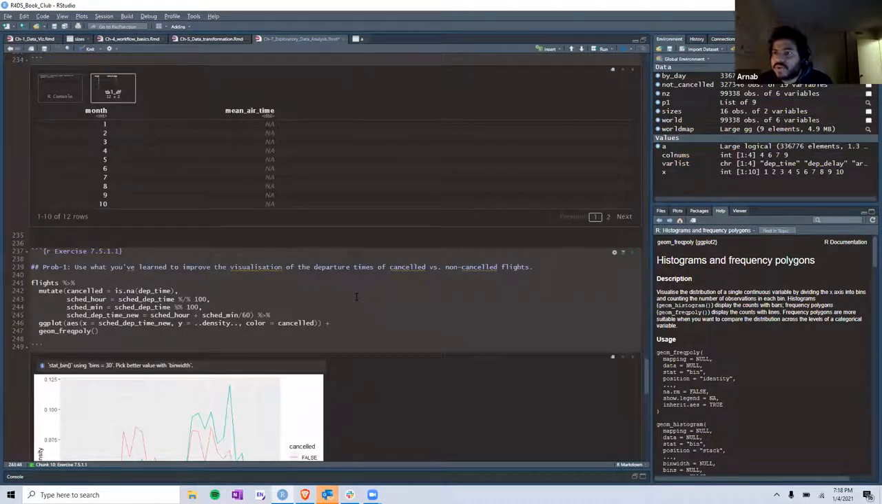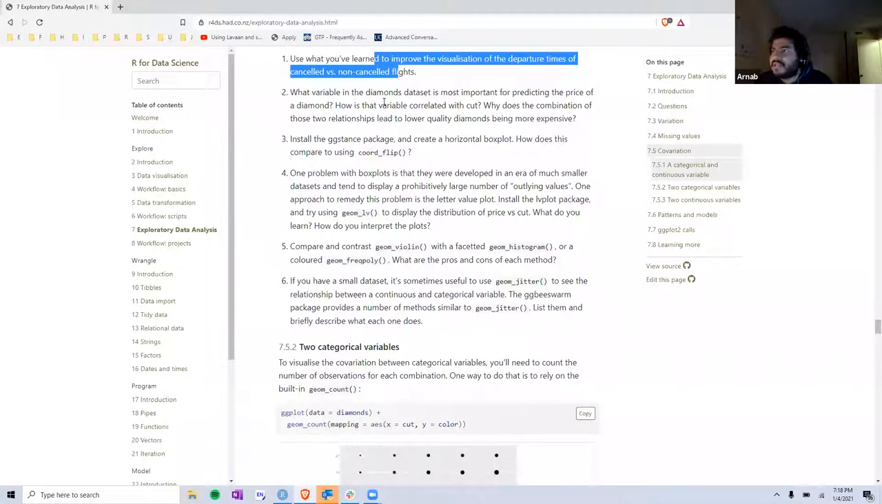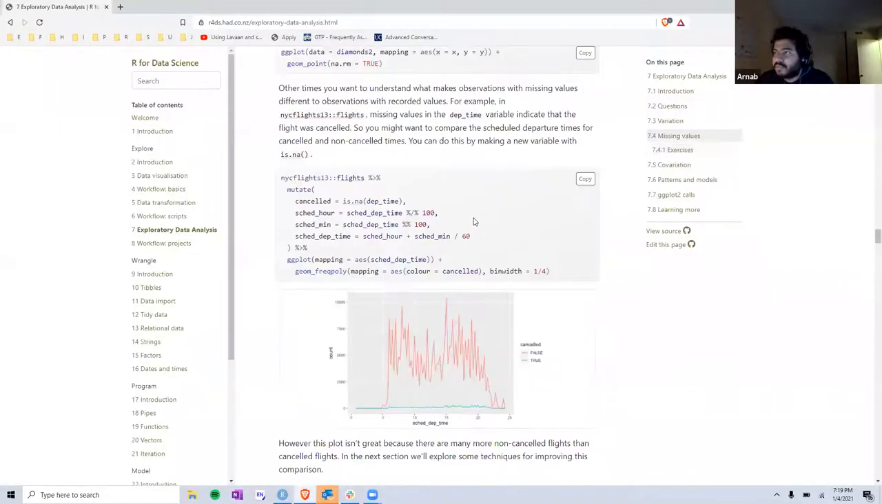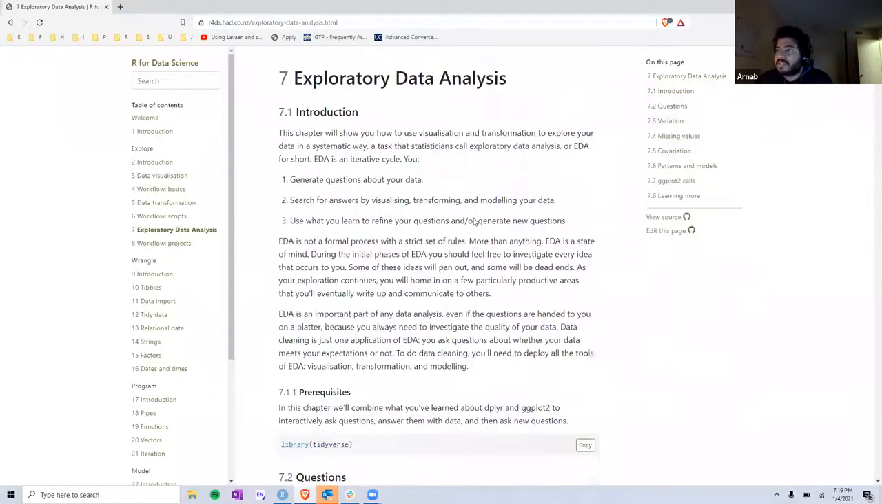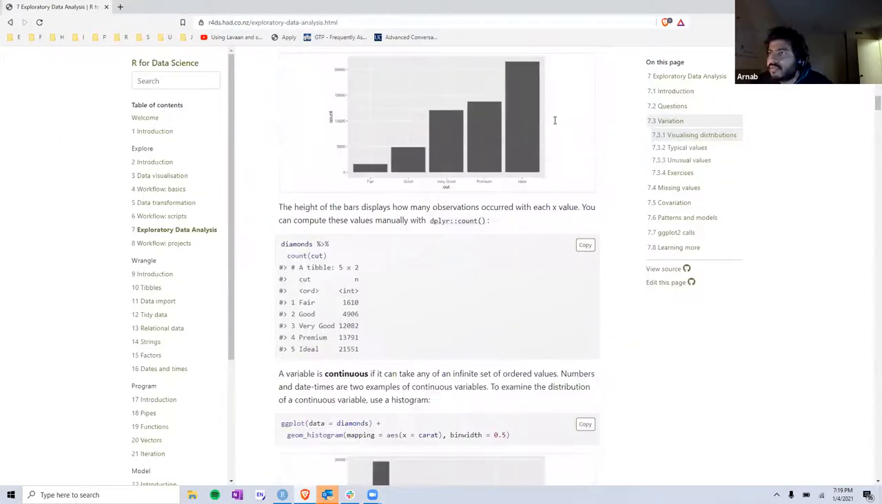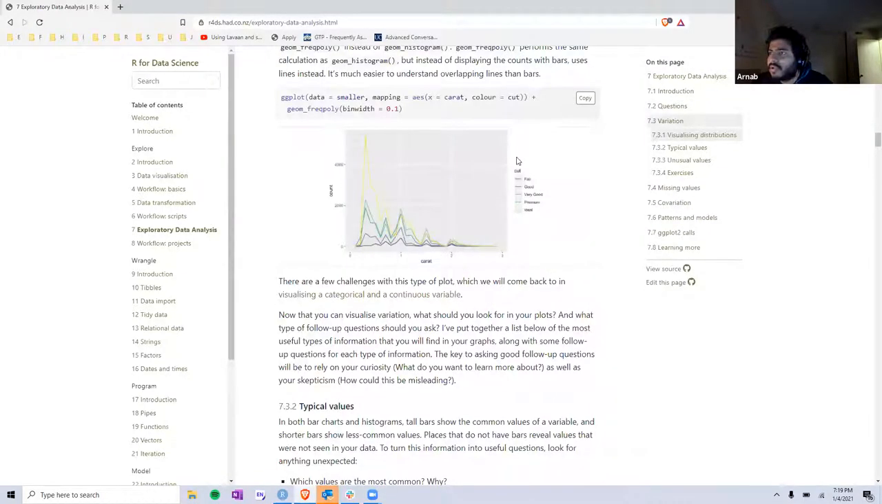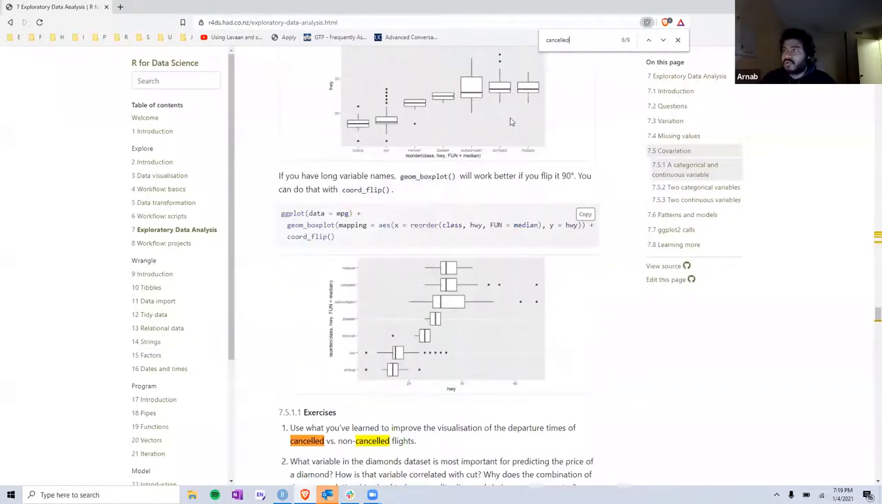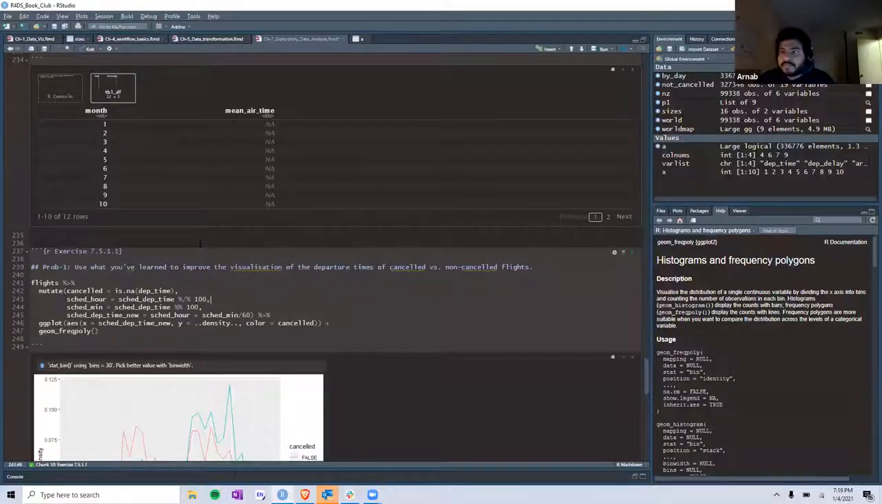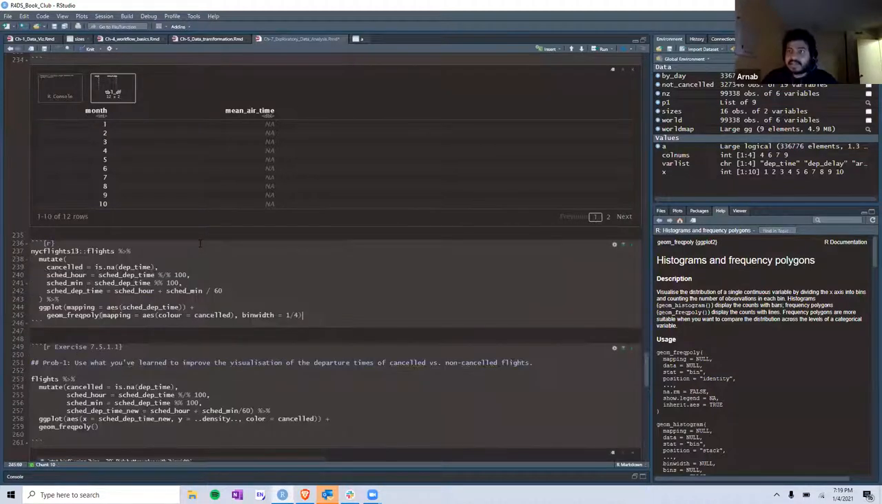So the first question here was, use what you have learned to improve the visualization of the departure times of canceled versus non-canceled flights. Let me actually go back to the canceled versus non-canceled flights example. So earlier in the chapter, the authors used this as an example where they wanted to compare the departure times for canceled versus non-canceled flights.